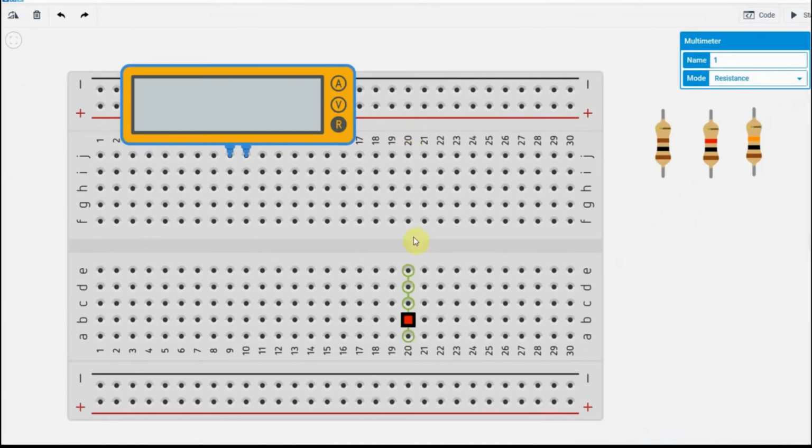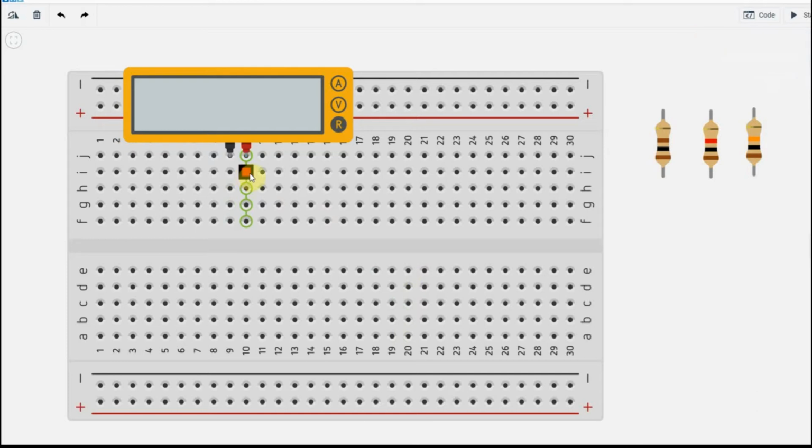We're going to use the top and the bottom. If you remember, all these points are connected together, but they're separate from the ones down here, where these are all connected together. So we're going to connect this meter to line 20, because now we've connected this row with this row, and this meter is in this row.